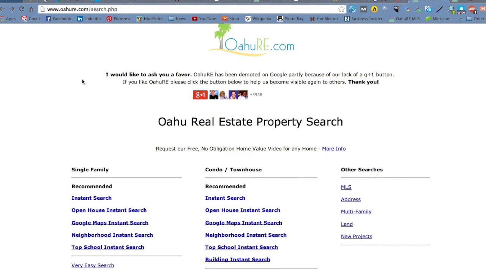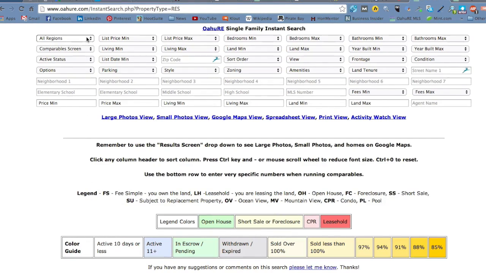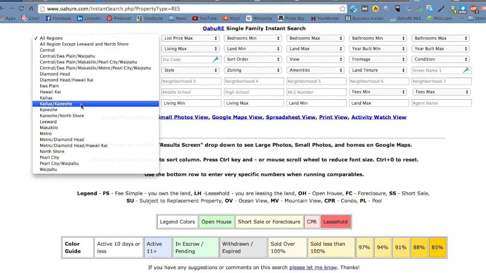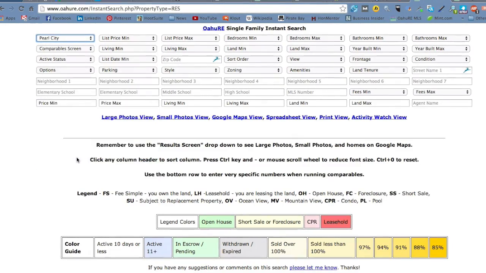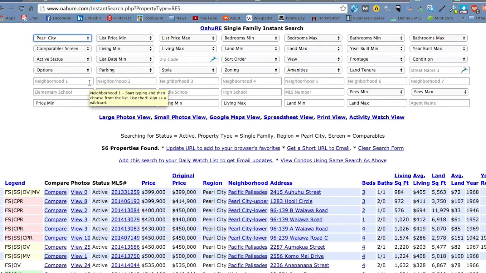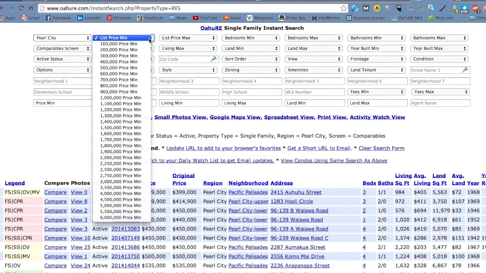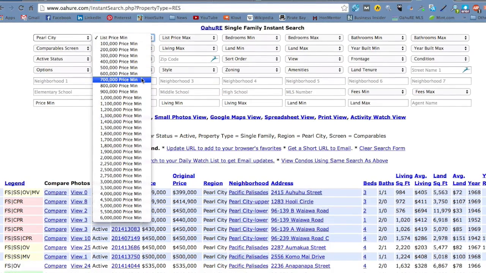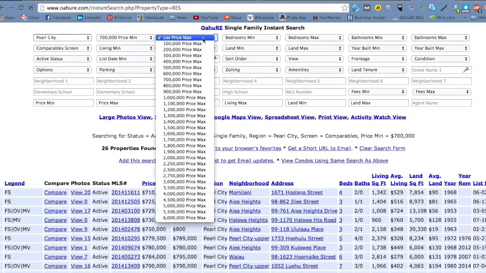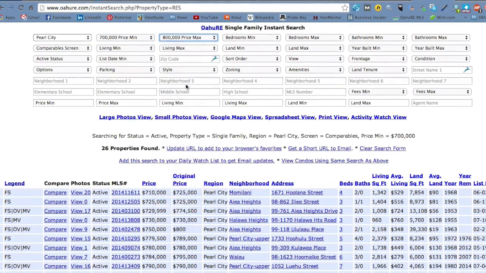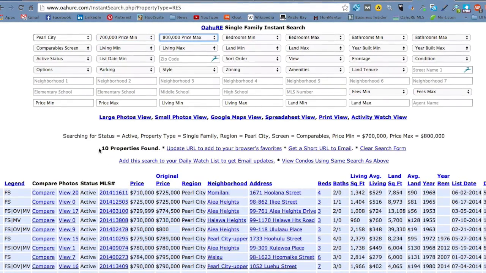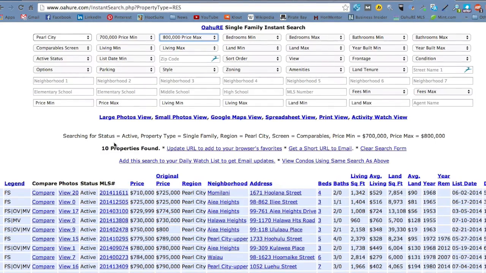So here we go. I went to OahuRE. I'm doing the quick search. We'll jump in and do an instant search. All regions. I'm going to jump over to Pearl City because that's where my area is. And because I'm going to sell, I'm going to enter the market at $780. So let's set the minimum price at $700, maximum price at $800. So you see we have 10 properties in that area.